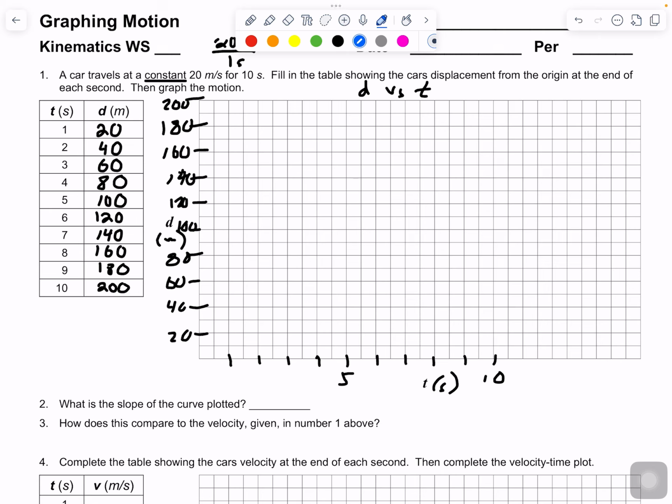So 20 meters in 1 second, 40 meters in 2, 60 meters in 3, 80 meters, sorry, not seconds, 80 meters in 4 seconds, 100 meters in 5, 120 in 6, 140 in 7, 160 in 8, 180 in 9 seconds, and 200 in 10 seconds. Go ahead and draw your best fit line through there.